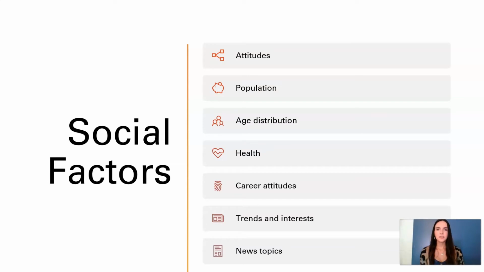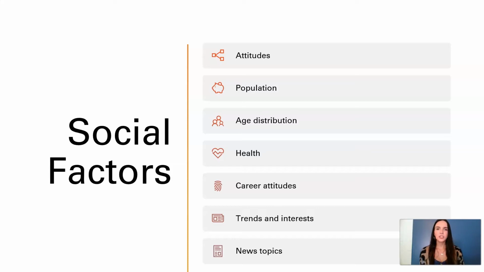Social factors. Now, this is all to do with people and the community. Now, with this, you can look at people's attitudes. You might want to look at population. So population growth, an ageing population, a boom in childbirth, so then you have an emerging younger generation. Now, population demographics is really important to product design because it helps you with your target market.